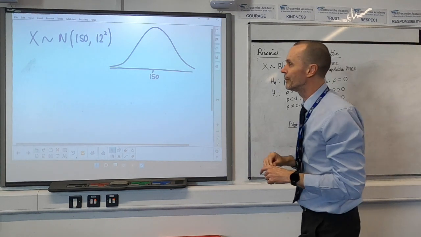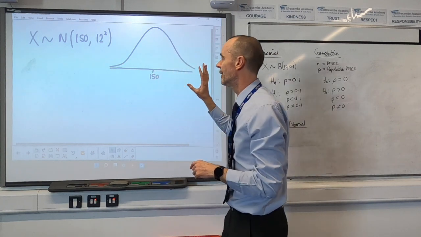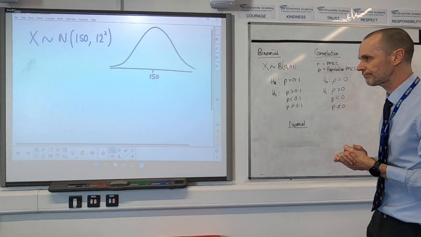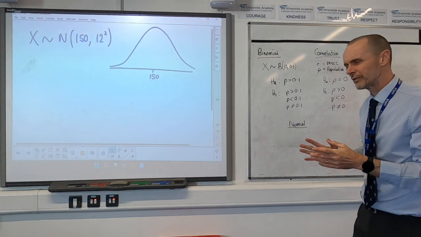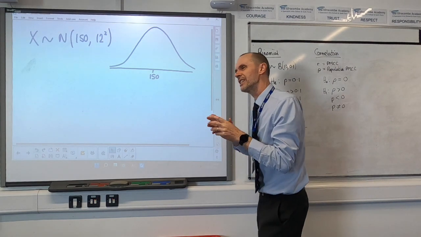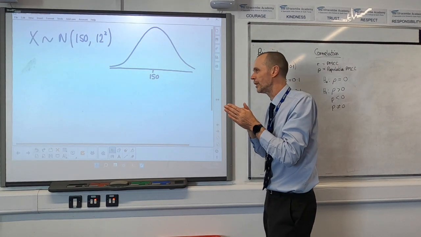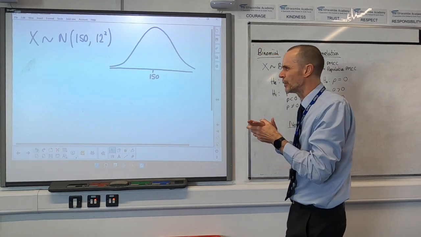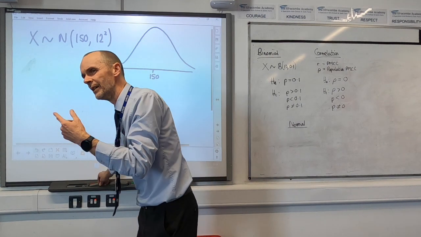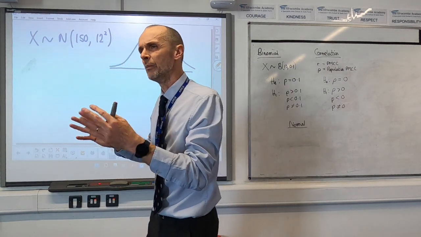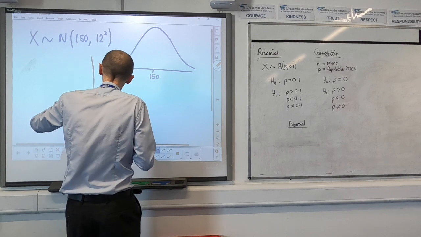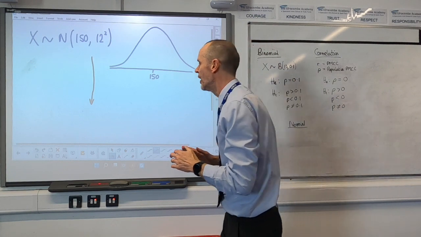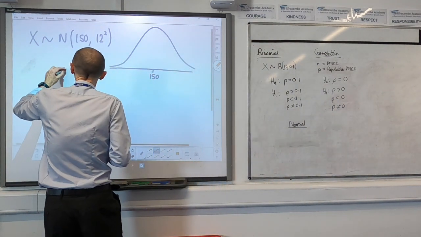So what we need to do when we use hypothesis testing with the normal distribution is we need to use a sample of data. But it's not quite as straightforward as that. Because if I take one sample of data, that's not really enough. So what you have to imagine is that we've, over time, taken lots of samples, okay? You've got to imagine that over time we've taken a lot of samples.